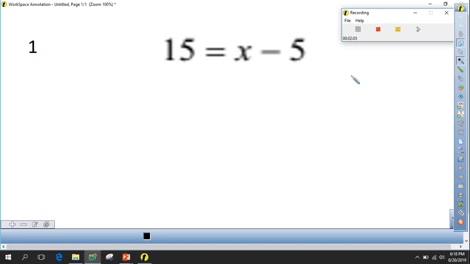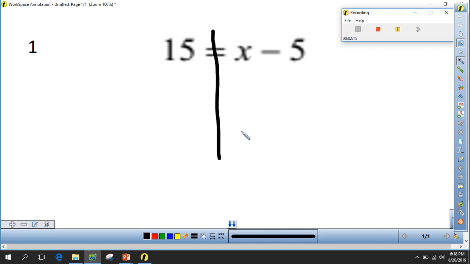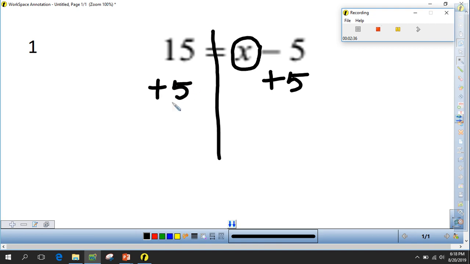So we have 15 equals x minus 5. My first step is to draw a line through the equal sign. I want to isolate the x, so I'm going to go ahead and circle that x, knowing that I want to get it by itself. So for me to get x alone, all I have to get rid of is this minus 5. Well, to undo subtraction, I add, so I'm going to add 5, and if I do it to one side, I have to do it to the other.